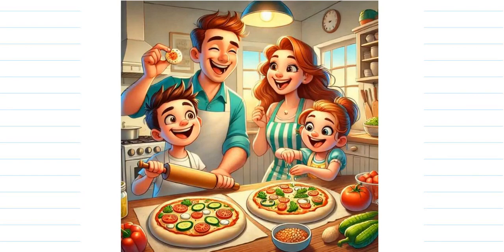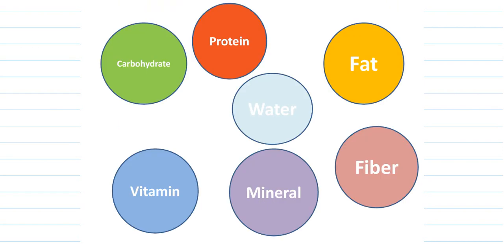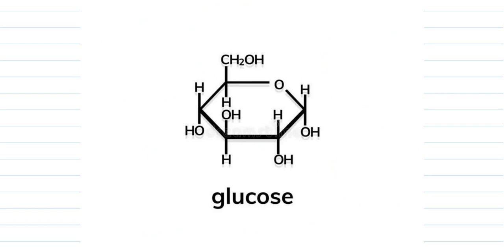Have you ever thought what will happen to the food after we eat? Of course, it undergoes the process of digestion and absorption. And the food we eat consists of carbohydrate, protein, fat, vitamin, mineral, fiber, water. Today we are just going to study the carbohydrate, or we can say a form of glucose.